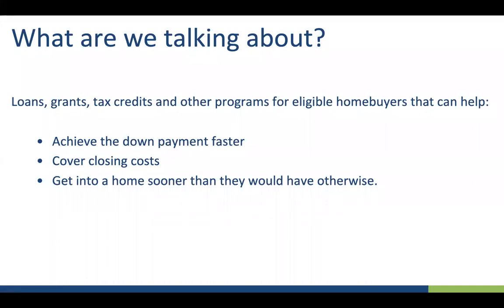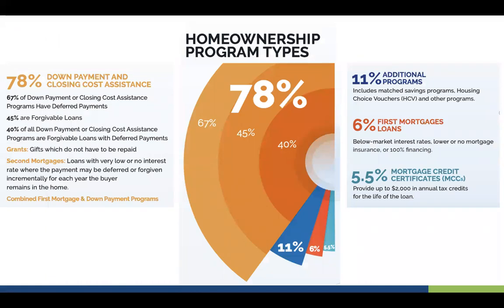So when we talk about down payment assistance or home ownership programs, let's just define that up front. What does that mean? We are talking about loans, grants, tax credits, and other programs for eligible home buyers that can help them do a couple of important things. Achieve the down payment faster by overcoming the down payment hurdle, cover closing costs in some cases, and ultimately explore home ownership and get into a home sooner than they would have thought they could or sooner than they would have otherwise. So with that in mind, let's look at the nature of home buyer assistance nationwide first, and then we'll break it down from there.